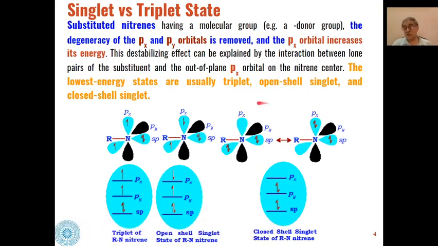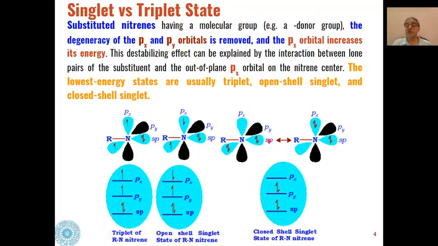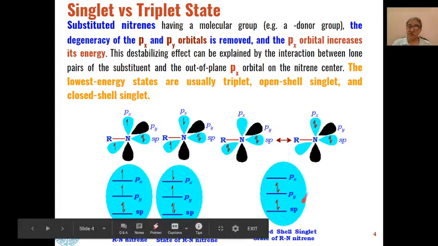Then the closed shell singlet state can be two electrons in an sp hybridized orbital, and the remaining two electrons may be present in the py or the px orbital. But here we need to remember that the energy of py and px is not the same. So there is a difference in energy of these two orbitals.